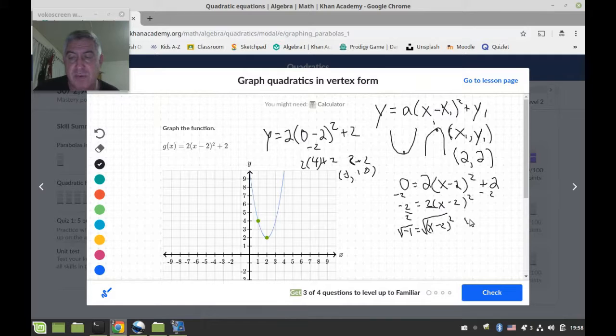So we're going to set x equal to 1. 2 times 1 minus 2 squared plus 2. And so here I have negative 1. Negative 1 squared is 1. 2 times 1 plus 2, and that is equal to 4. So the one point that I can find pretty easily is 1, 4 there. Okay.